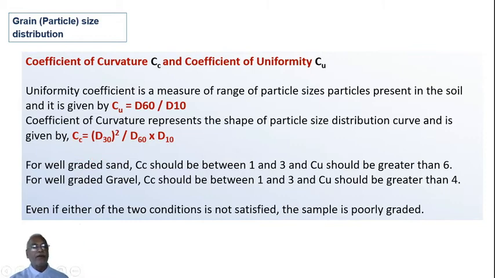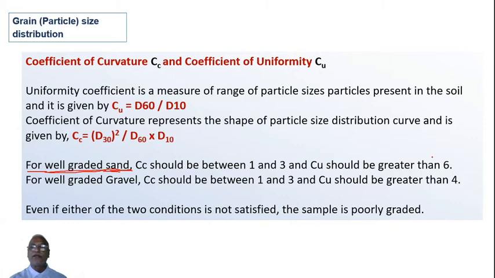Now here the values for different soils are given. For well graded sand, please make a note of this, it is sand we are calling, not just soil, and it is well graded. If you want well graded sand, the Cc should be between 1 and 3 and Cu should be greater than 6.